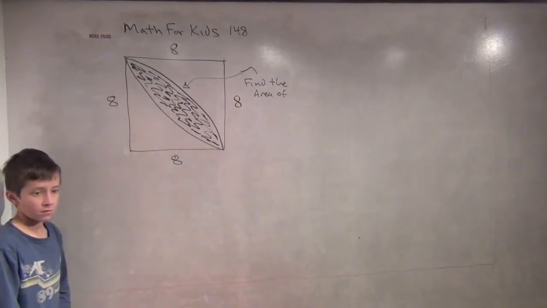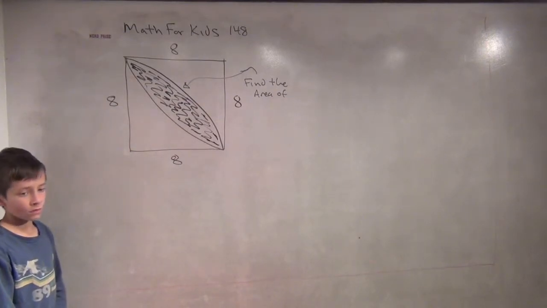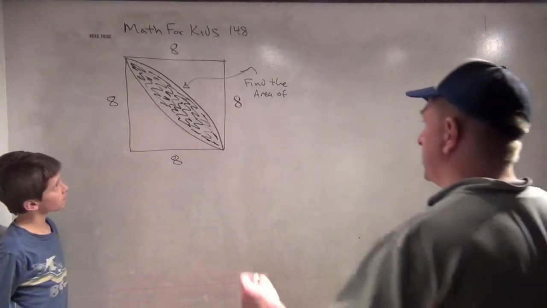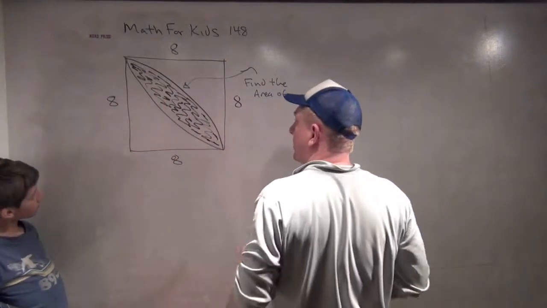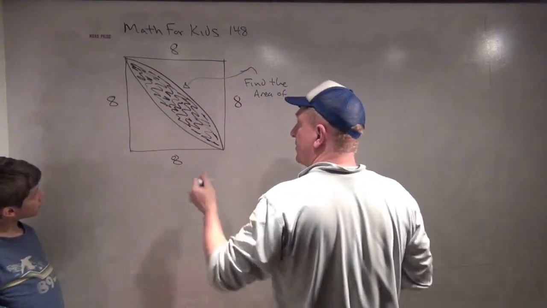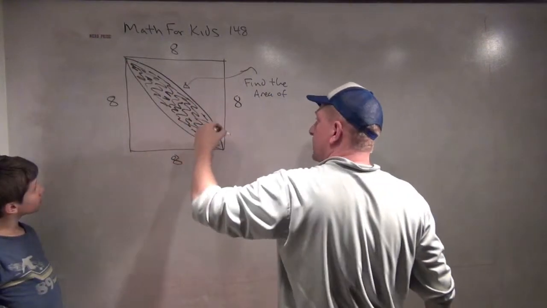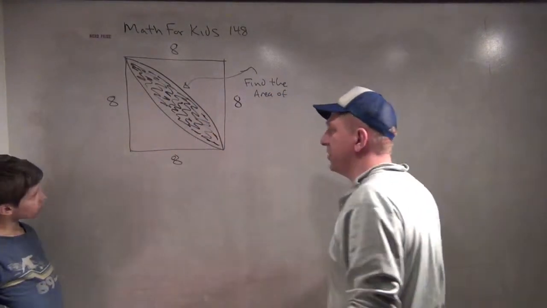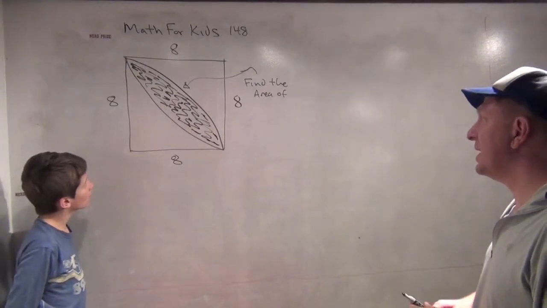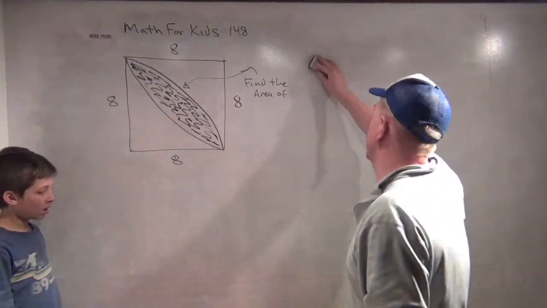So we have a square, and the square has a side length of 8. Inside the square we draw 2 quarter circles, here and here. And we are trying to find the area in between those 2 quarter circles. Whoa.